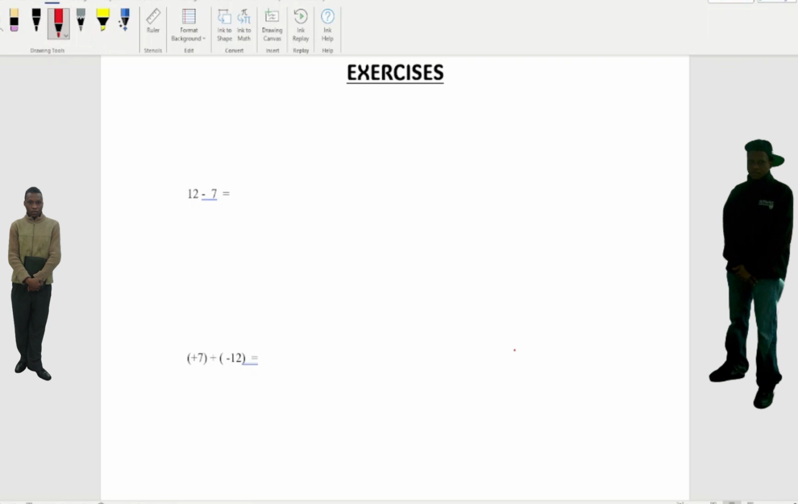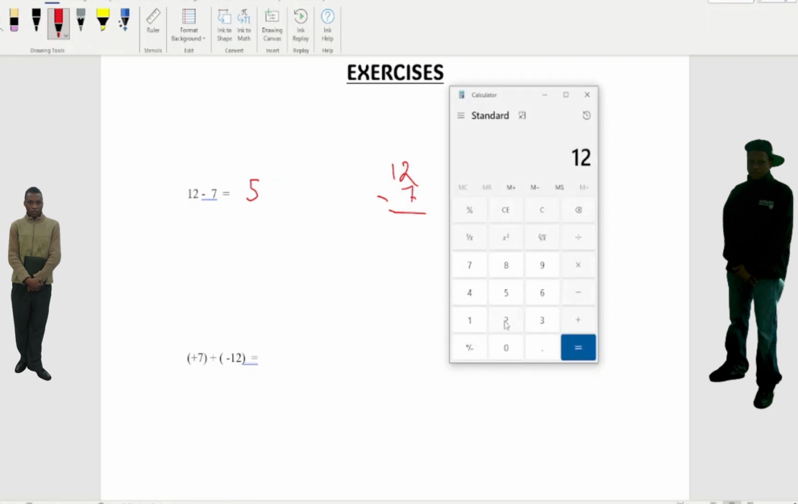So when you look at this one, it's really simple. Okay, so 12 minus 7 equal what? 5. Because when we do 12 minus 7, we're gonna have 5. In case you don't get it, 12 minus 7 equal 5. Okay, it's really simple math.